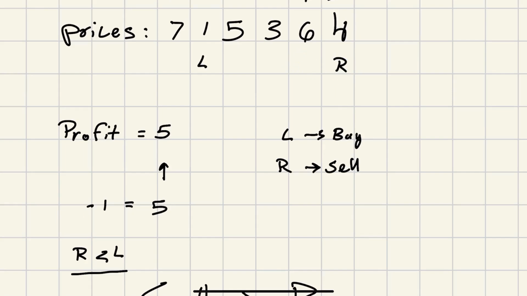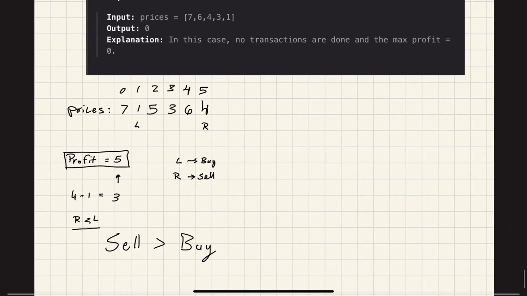4 minus 1 is 3. There is profit, but it's not bigger than 5. And now that we are at the end, we just return whatever our profit is. And in this case, it would be 5.